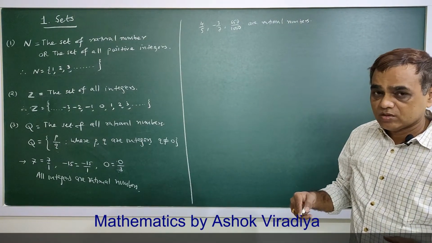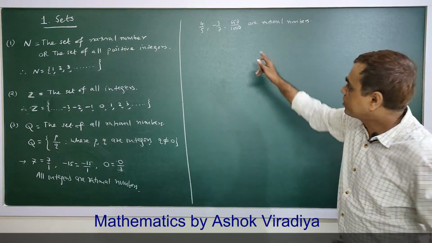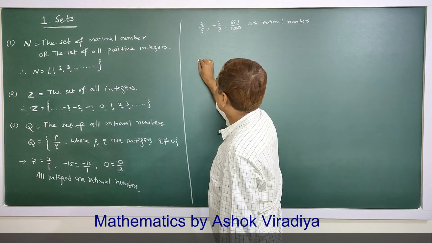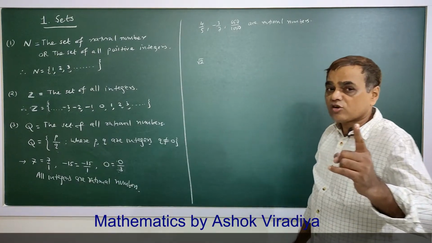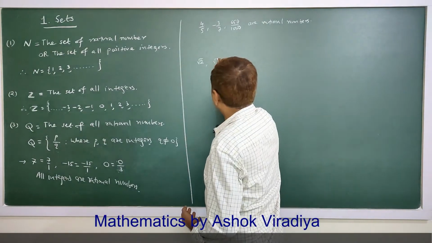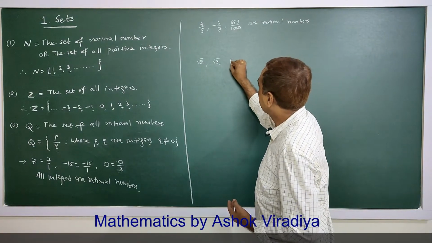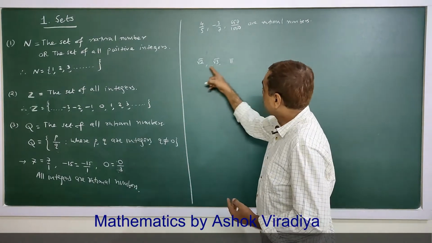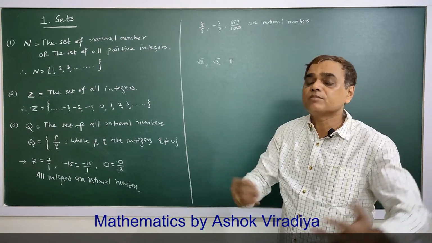Now, which numbers are not said to be rational numbers? Showing here example. See, if I take, suppose, square root of 2. Square root of 2 is not a rational. Square root of 3 is not a rational. If I take pi, pi is not a rational. These numbers are not rational. These are said to be irrational numbers.